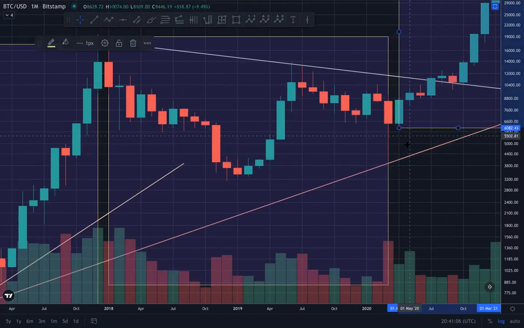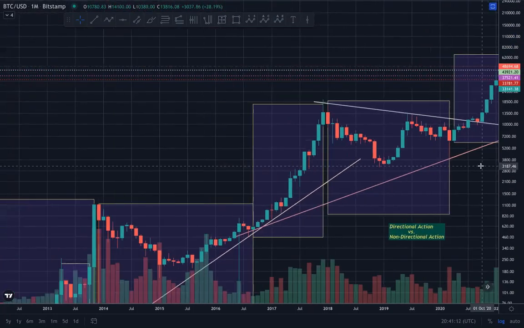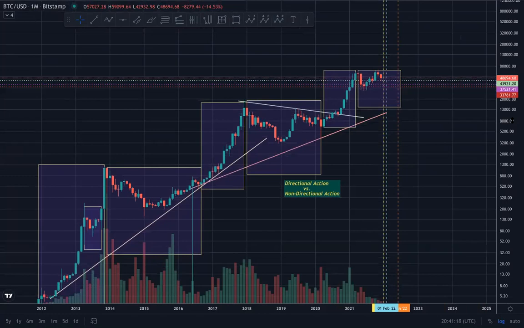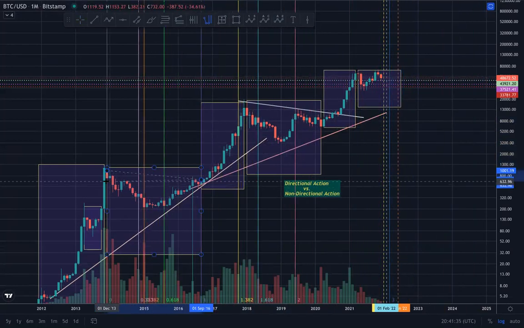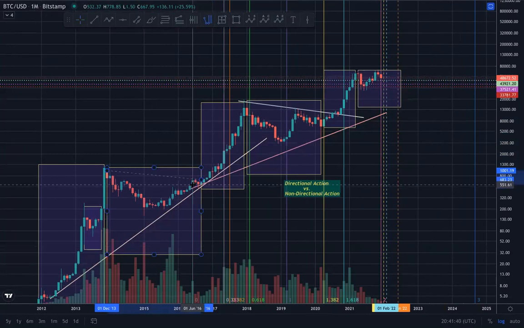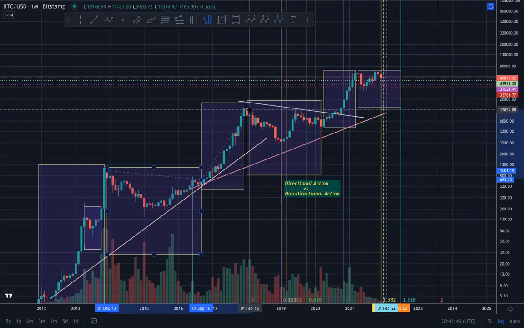Let's just go back here for now. All right, let's get back to the time tool. Where are you, time tool? Where are you, mouse? There you are, Fibonacci time tool. Let's compare this correction to this correction. So this is the 2014, 15, 16, and this is the 2018, 19, 2020.